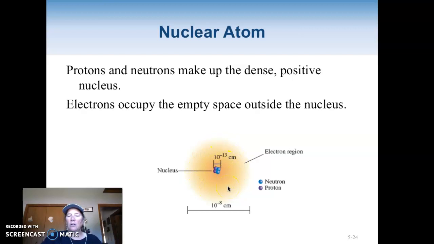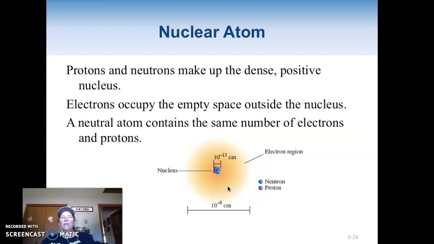So that's the atom model that we have now. A neutral atom is going to have the same number of protons and electrons. If you have 25 protons, you have 25 electrons because the charges have to equal each other. If not, then you have an ion. So an atom doesn't have a charge. If you take away electrons or add electrons, now you have an ion, and that's something different.